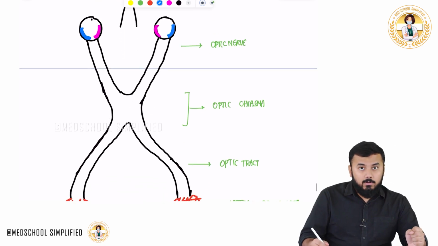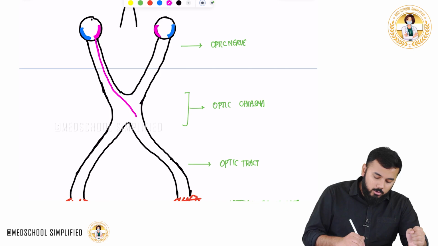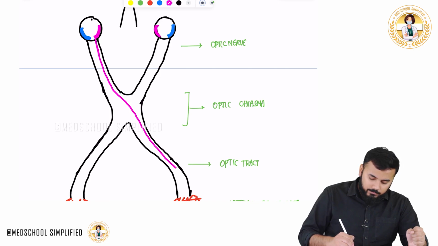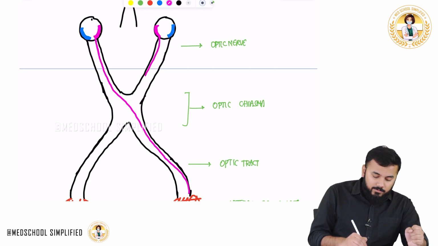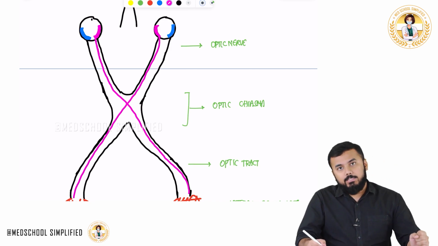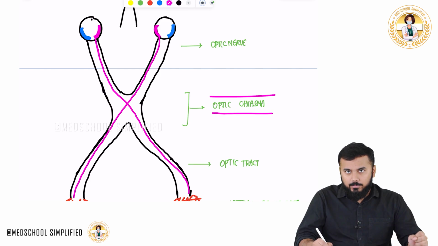Now from this nasal retina, the fibers are coming out, but they go on to the opposite side like this. Fibers coming from the left nasal retina also go to the opposite side like this. So where are they dissociating? The point where they are dissociating is called your optic chiasma.